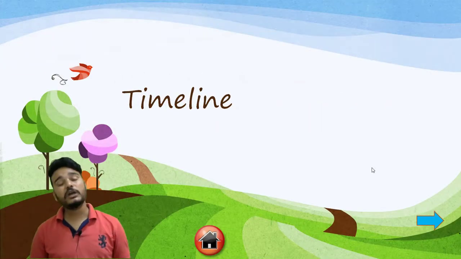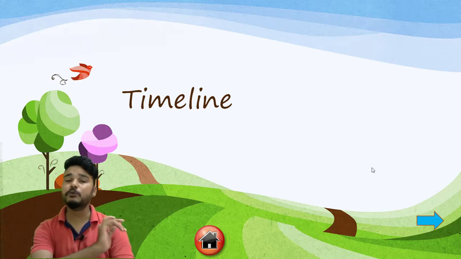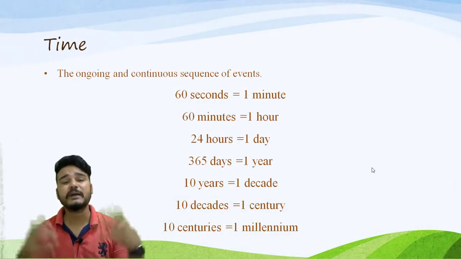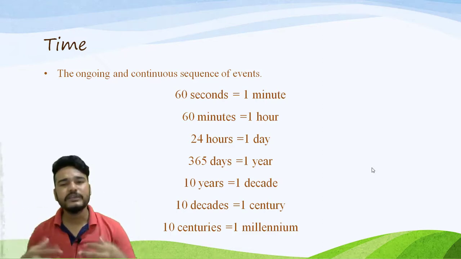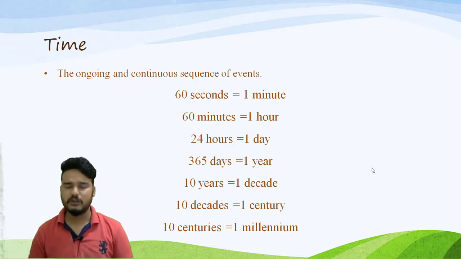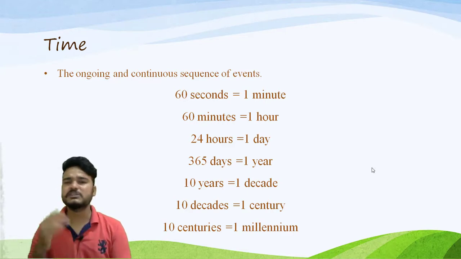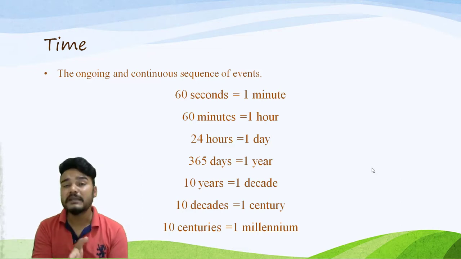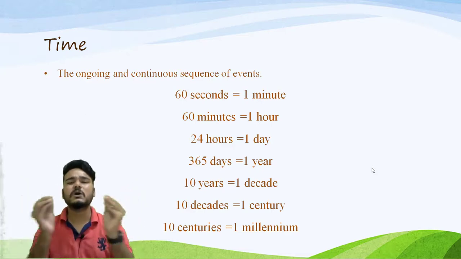Very good. Now we are going to learn about timeline. But before that, tell me what is meant by time. Is there any definition of time? No, but we can make a simple definition: an ongoing, continuous sequence of events, something or other is continuously happening, this is time. This is the meaning of time, not an actual definition. Don't get confused. So an ongoing and continuous sequence of events is called time.